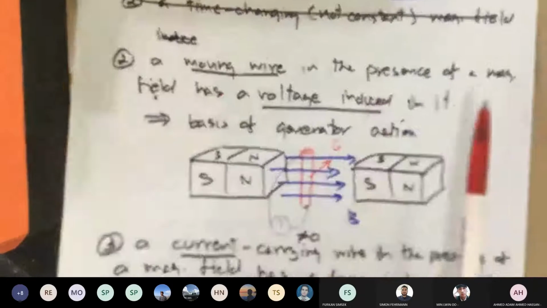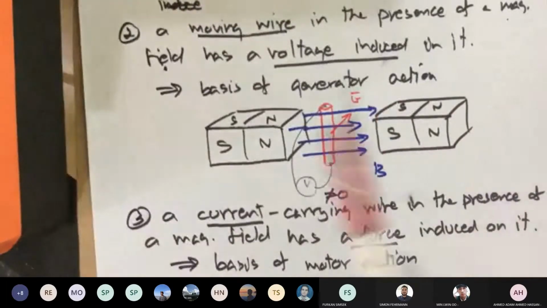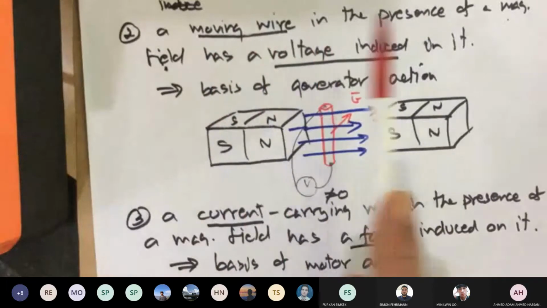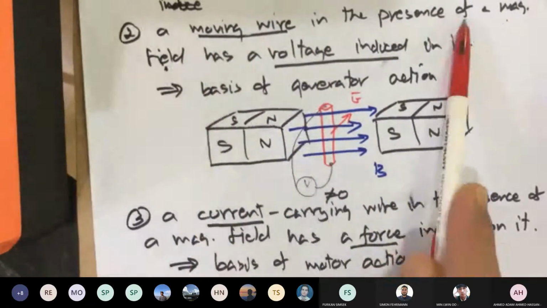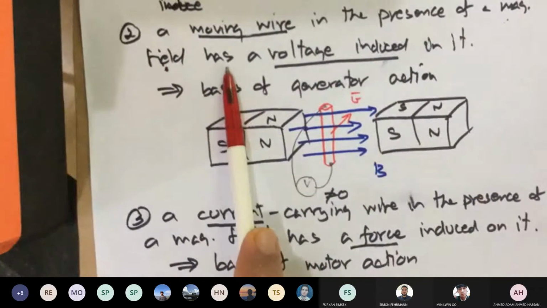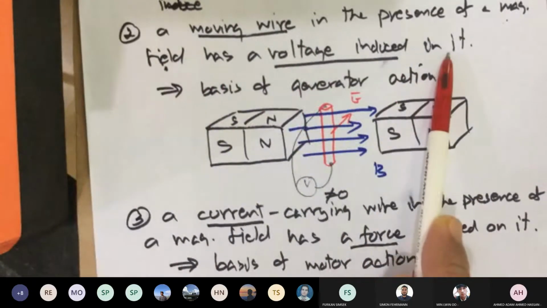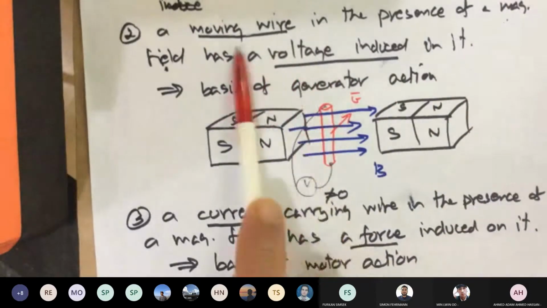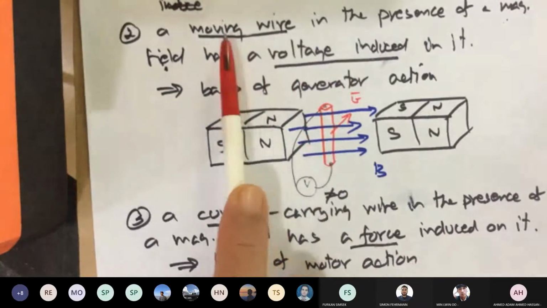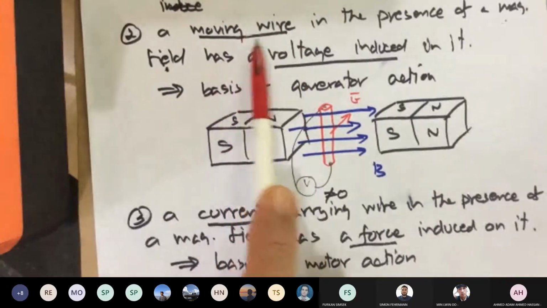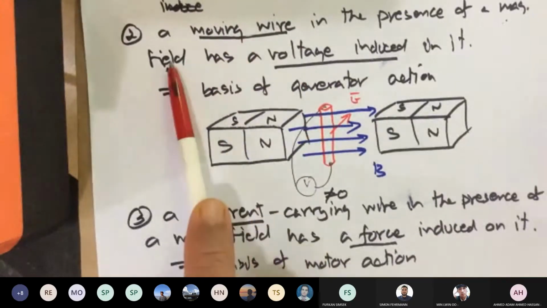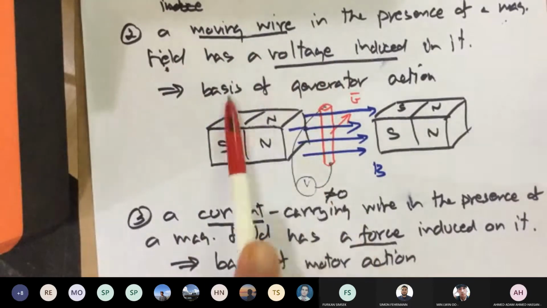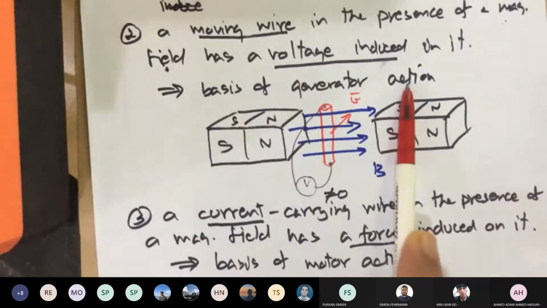Second principle. This is related to our machines now. If you have a moving wire in the presence of a magnetic field, now you need a magnetic field, what's going to happen is that you get a voltage induced in it. Note the underlined words: moving, mechanical. You're moving some conductor inside a magnetic field, you get a voltage, electrical. So this principle is the basis of generator action.